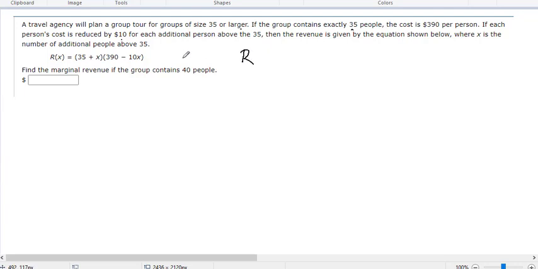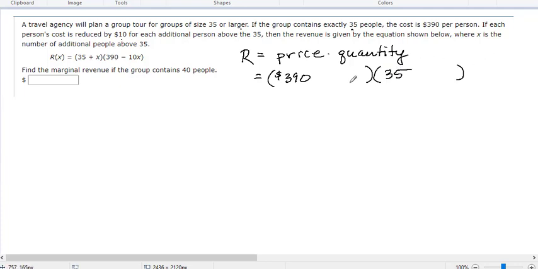The revenue is given by, now they handed us the revenue, but I just want to go back through how you build this, just in case at some future point you have to build it yourself. You have a baseline price, which was $390. You have a baseline quantity, which was 35 people. And then X is the number of additional people above 35. So like the apartment buildings, like the skating rink. So $390 minus $10 per extra person. 35 people plus 1 person per increase. Notice that that's the function that they got.